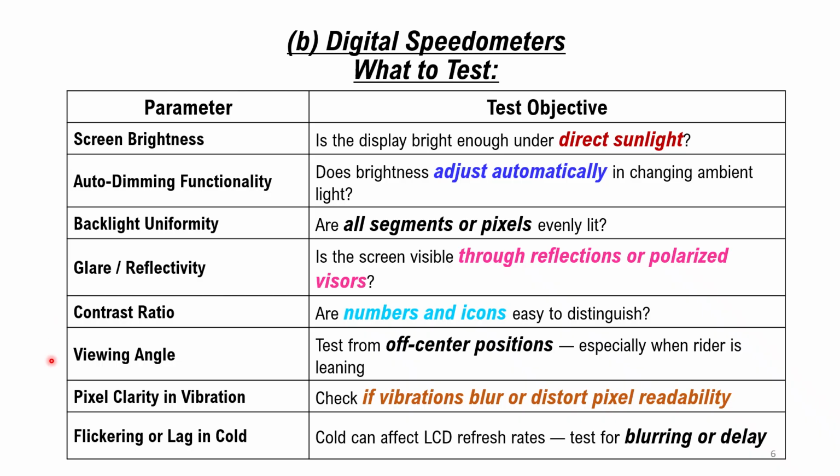Number six, viewing angle. Test the readability of the speedometer from off-center positions, especially when rider is leaning. Thereafter, pixel clarity in vibration. Check if pixels get blurred or distorted, that is, pixel readability. Then flickering or lag in cold weather. Can cold weather affect LCD refresh rates? Test for blurring or any delay.